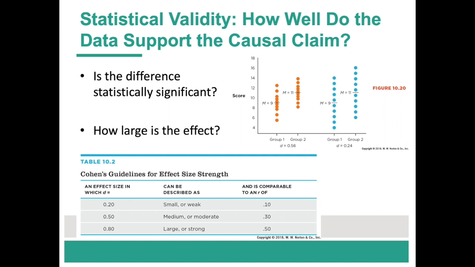Statistical validity is all about, did the data support it? And so you'd ask the question, is the difference statistically significant? And how large is the effect? So again, significance has a lot to do with, is there a lot of overlap between the 2 groups? Or is there less? So here there's a lot more, here there's less. So this one would be more significant, more likely than this one. This one also has a bigger effect size than this one. So this one would be more convincing of a causal claim in terms of it being an important causal claim than this one. This one, it may still be a causal claim and it may be valid, but it may not be as important.